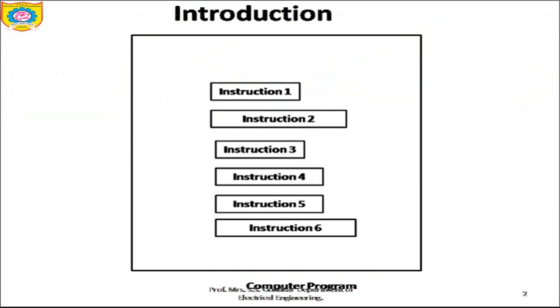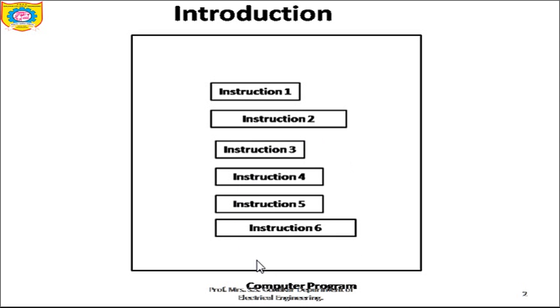So basically we'll just see some of the prior or the basic concepts and then we will move towards the program counter. So basically what is a program? Program is nothing but the set of instructions, right? We already know that. So computer program consists of a sequence of instructions.